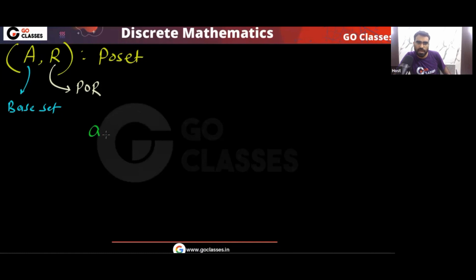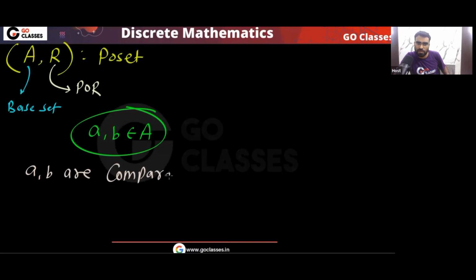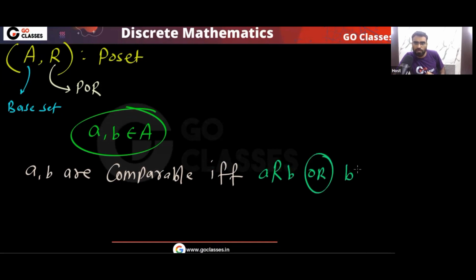Remember, a and b belong to the base set. Now a and b are comparable, you can compare them, if and only if either a is related to b or b is related to a. Is this clear? This is the definition of comparable. You can say these two elements are comparable if either a is related to b or b is related to a.